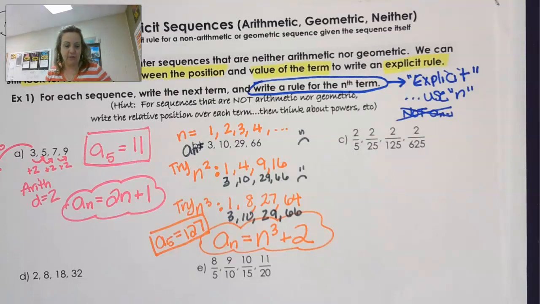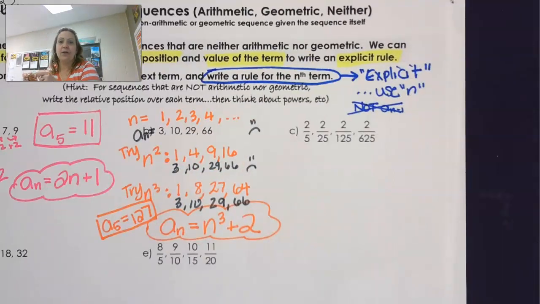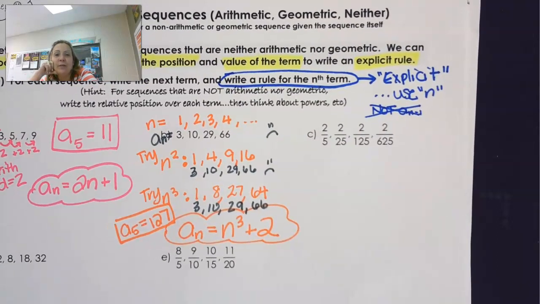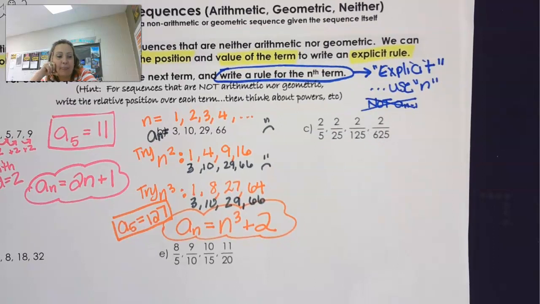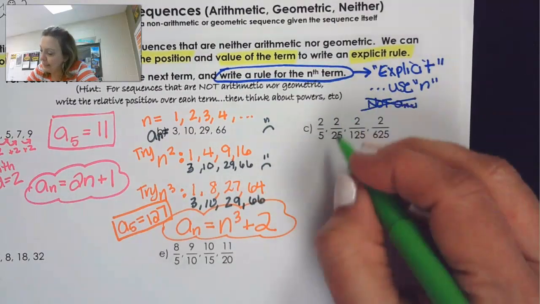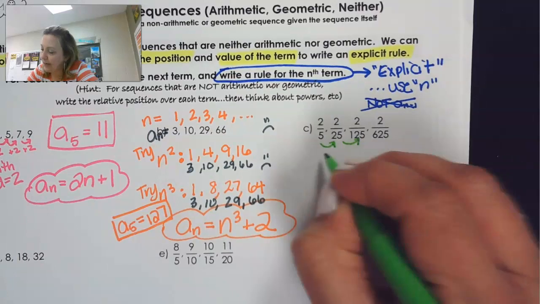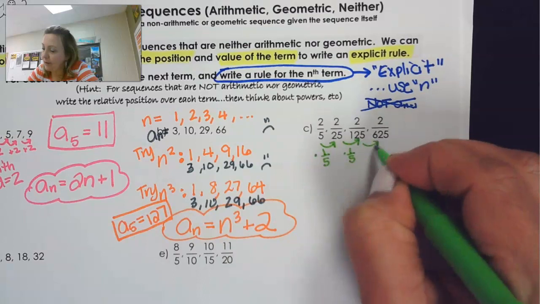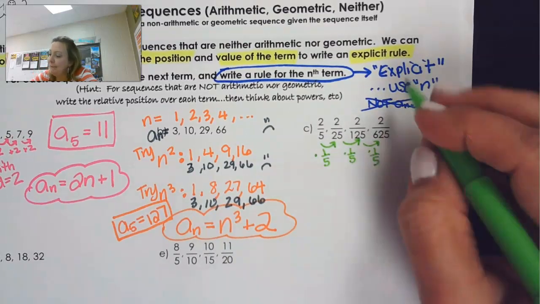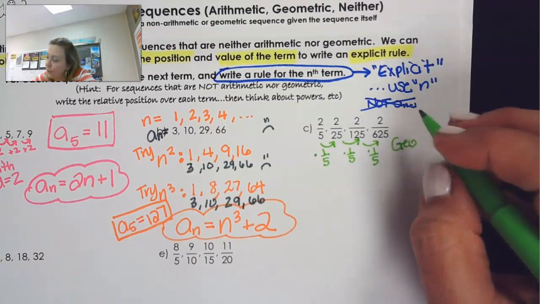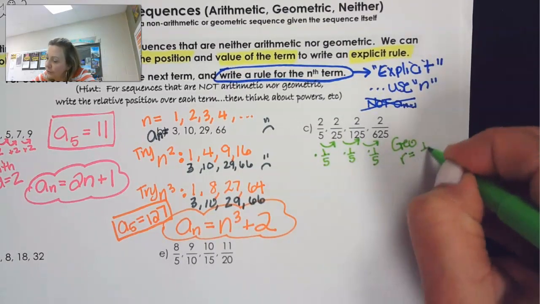Okay. All right, let's try letter C. We have 2 fifths, then 2 25ths, 2 125ths, 2 625ths. And I'm seeing I'm not adding anything, but I hope that you guys see that as I go from here to here, I'm multiplying by 1/5. That's a pattern that we've looked at before. And what that means is that this is going to be a geometric sequence with r equals 1/5.